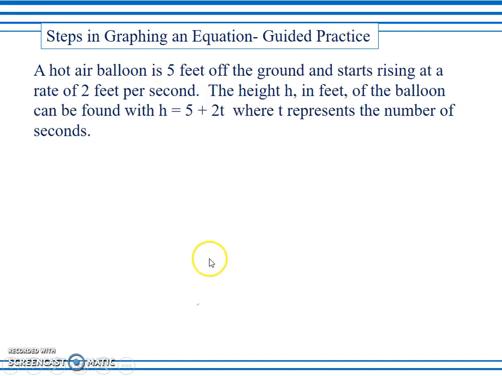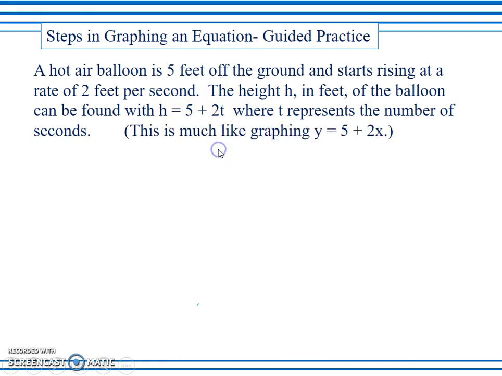Okay, here it says a hot air balloon is 5 feet off the ground and starts rising at a rate of 2 feet per second. The height h in feet of the balloon can be found with h equals 5 plus 2t, where t represents the number of seconds. So this is my linear equation. I have 2 variables. They're both to the first power, and they're in different terms. It could also be similar to y equals 5 plus 2x.